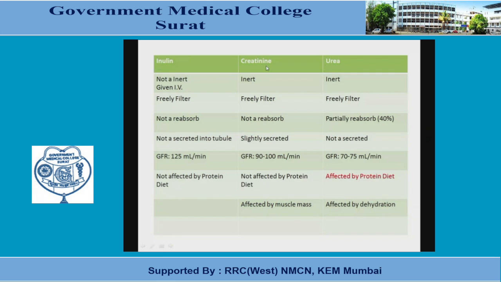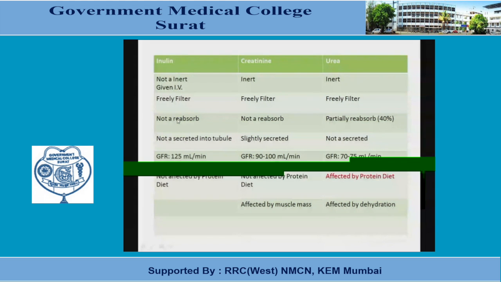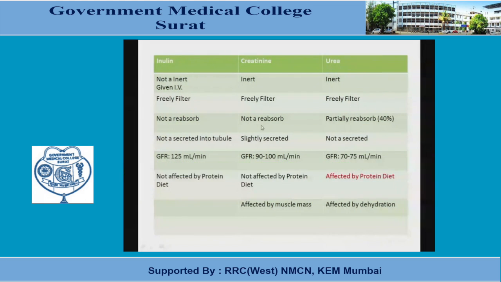Unlike inulin, creatinine and urea are both endogenous in nature, meaning they are synthesized by our body and circulate in the blood and are freely filtered by the glomeruli. All three are freely filtered by the glomeruli. Among them, inulin and creatinine are not reabsorbed by renal tubular cells, but around 40% of the urea is reabsorbed. So it gives false low GFR estimates.